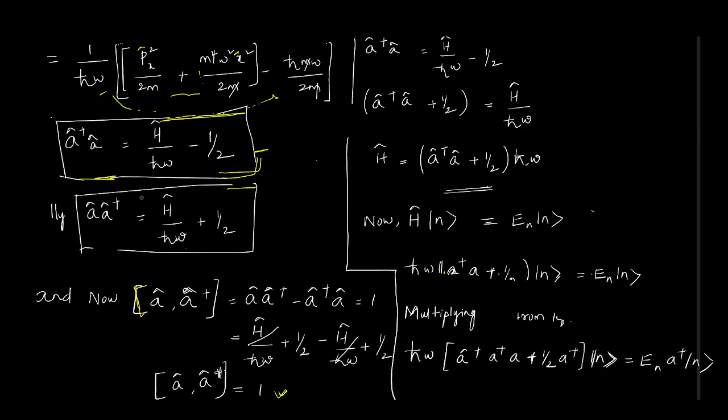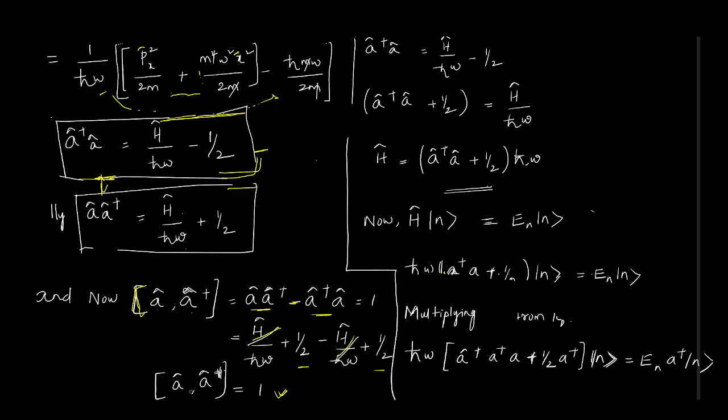So before that, by using these two terms, we can find a commutation relation here. The commutation relation is the commutation of a cap, a dagger, which equals a a dagger minus a dagger a. You know the value of a a dagger, that is h cap by h cross omega plus half, and a dagger a has the value h cap by h cross omega minus half. So you have this minus here. Minus into minus you will get plus. These two terms, h cap by h cross omega, will be cancelled out, and we remain with plus half plus half, that is 1.